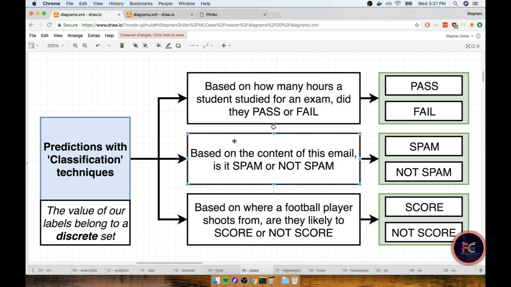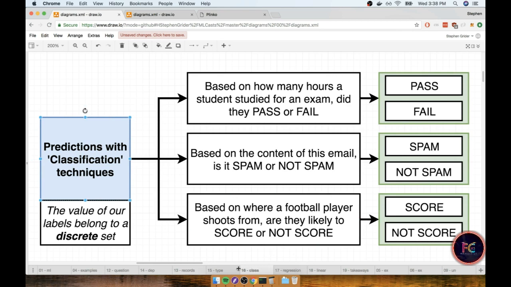Another example would be, say, based on the content of an email, is the email a spam email or not spam? So two options there. It's either spam or not spam. That's it. And then finally, based on where a football player shoots from, are they likely to score a goal or not score a goal? In football, soccer, if you're from the US like myself, you either score a goal or you don't. So either I score the goal or I kicked it out of bounds, or maybe the keeper grabbed the ball and blocked the shot. So these are all examples of classification type predictions. We are trying to take some input and then predict an output that belongs to a discrete set of values.